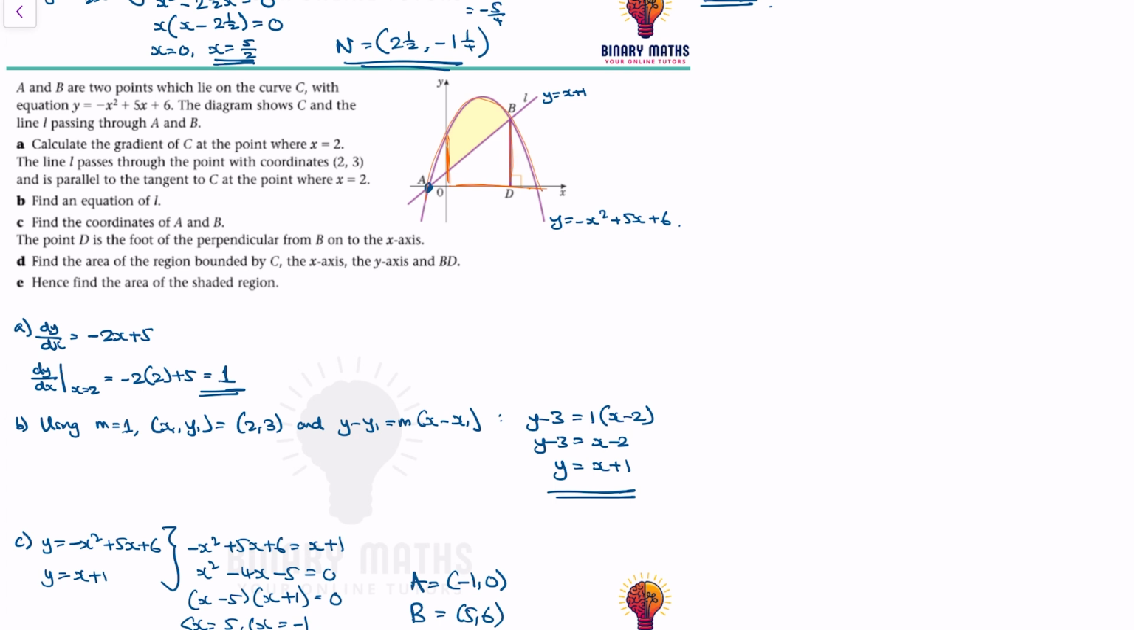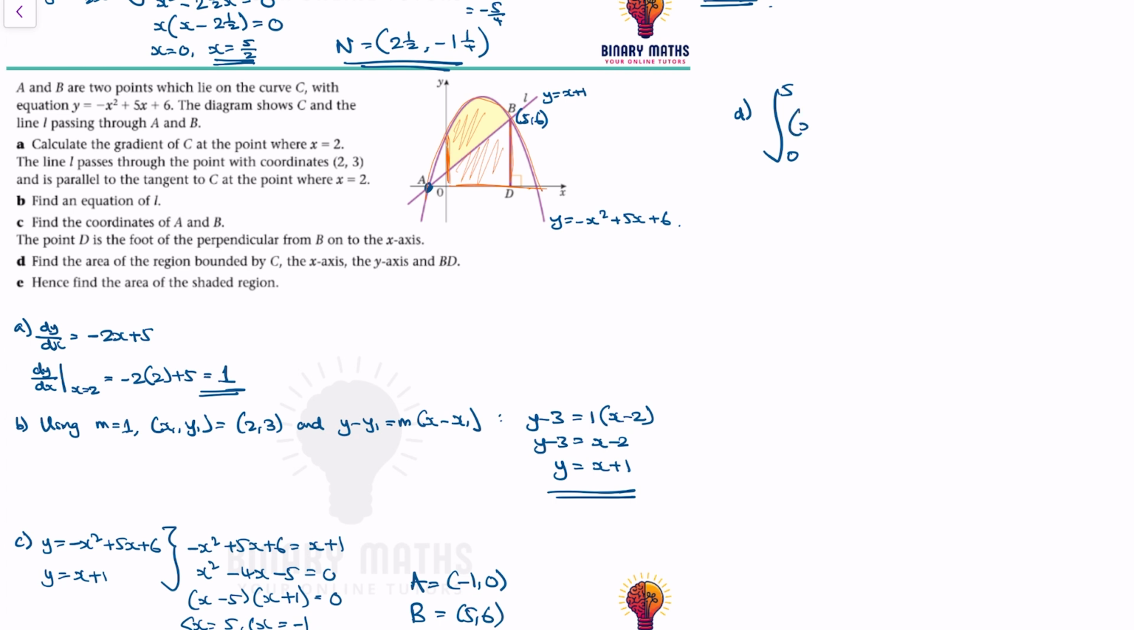Okay, so what we're trying to find is this part and this part together. If I'm trying to find that, it's just the area under the curve. So this is D. So the area under the curve between B, which was (5, 6), and this is (0, 0). So it's between 5 and 0. So integrating between 5 and 0, the area under the curve.